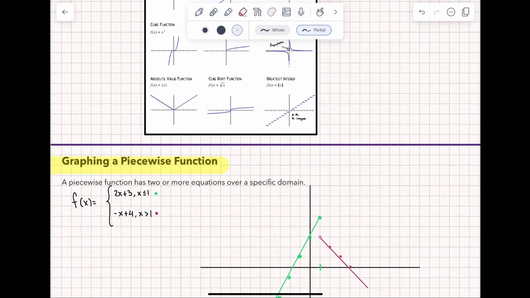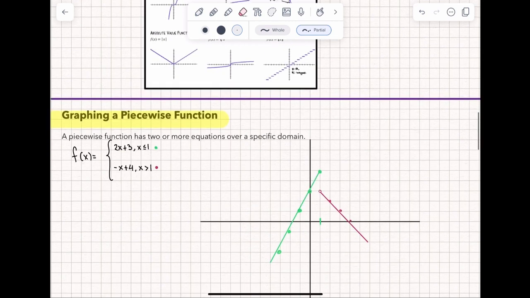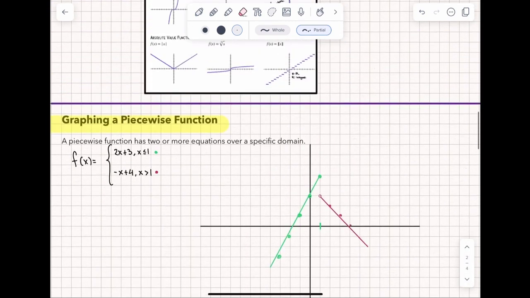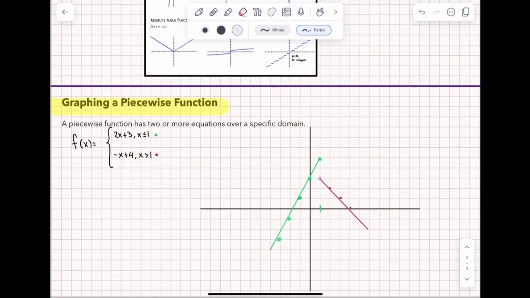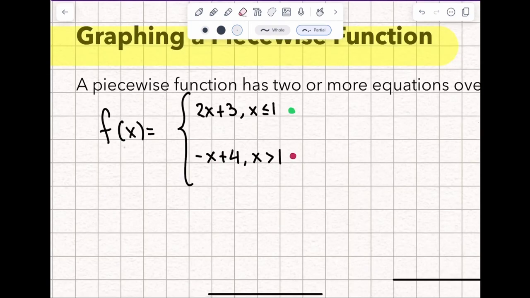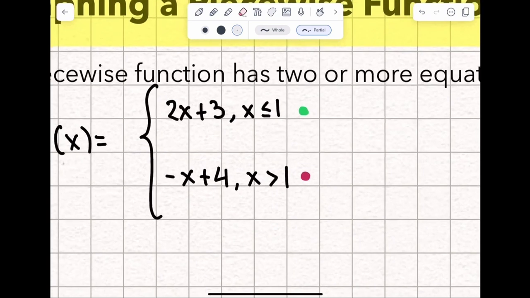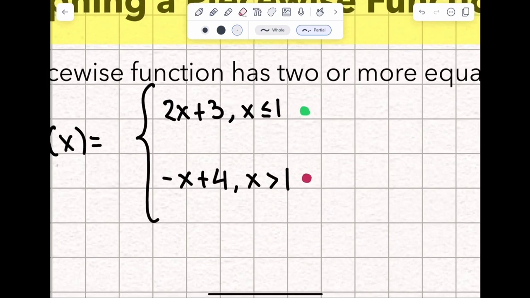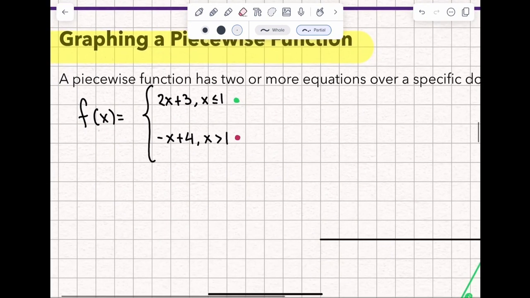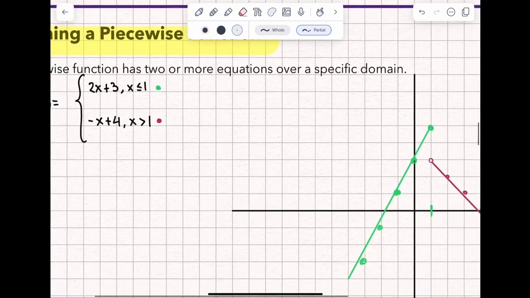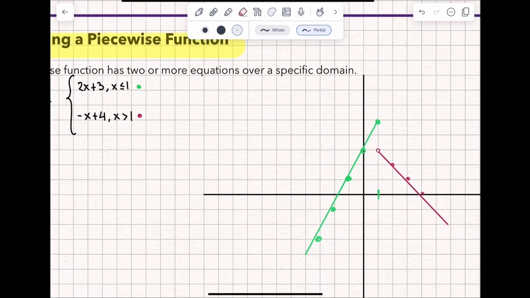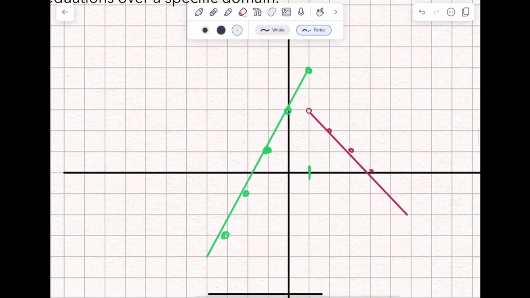So now let's graph a piecewise function. A piecewise function has two or more equations over a specific domain. The domain is from -infinity to +infinity, but in two different parts of this, it behaves two different ways. So we can see that when x is less than or equal to 1, f(x) is equal to 2x plus 3. So this is the graph of 2x plus 3 in green, which ends when x is equal to 1.